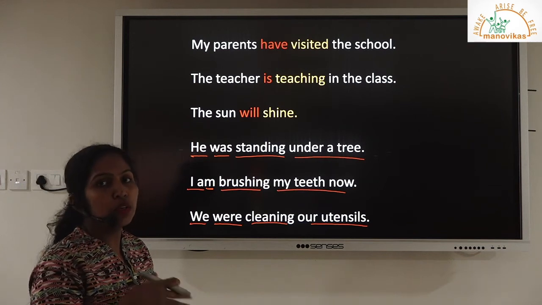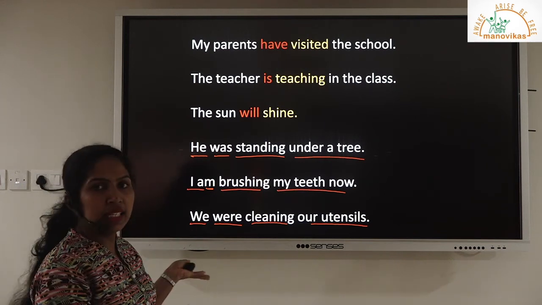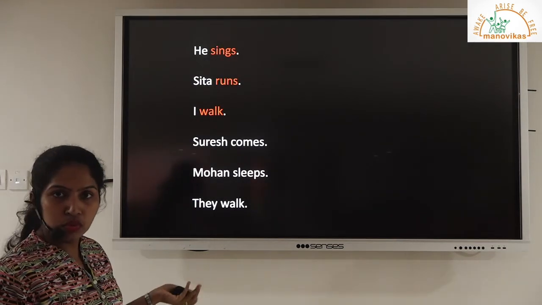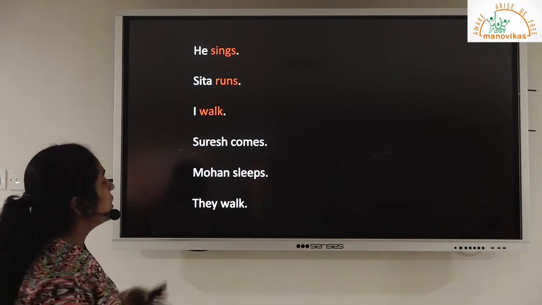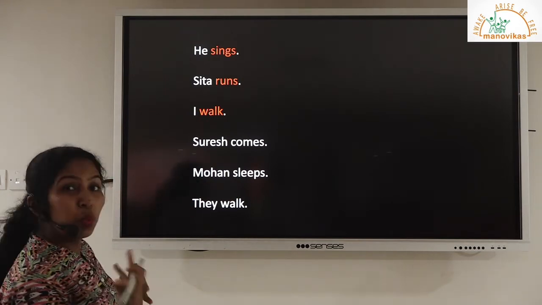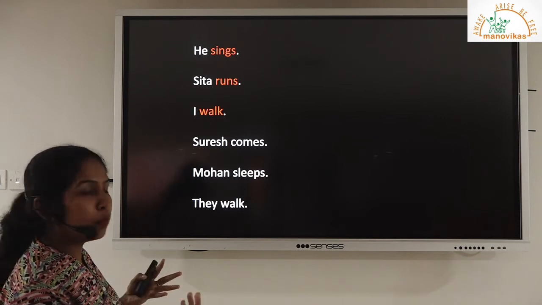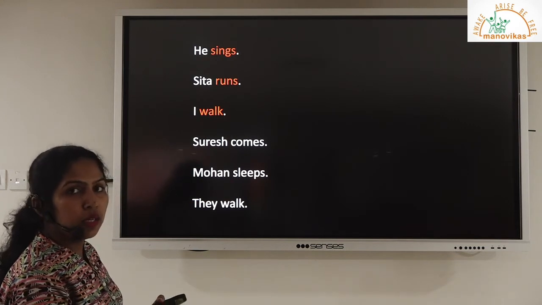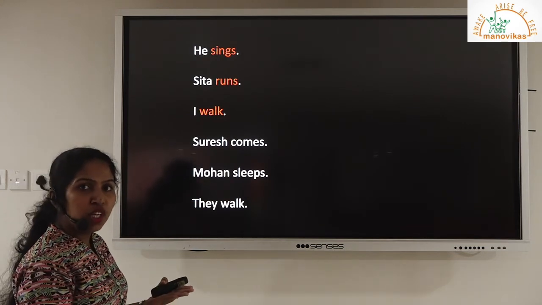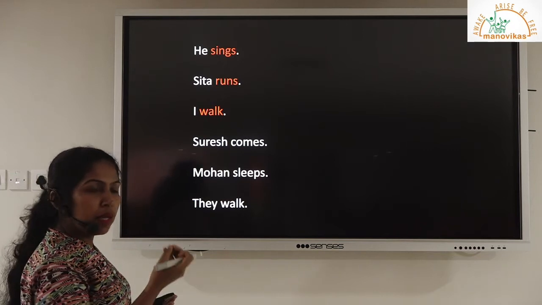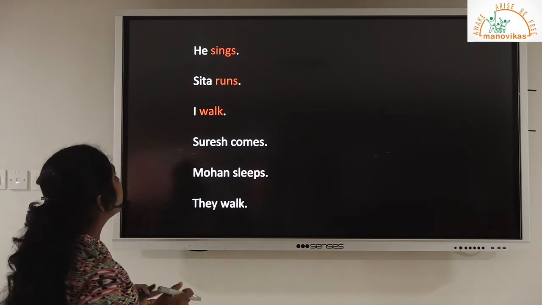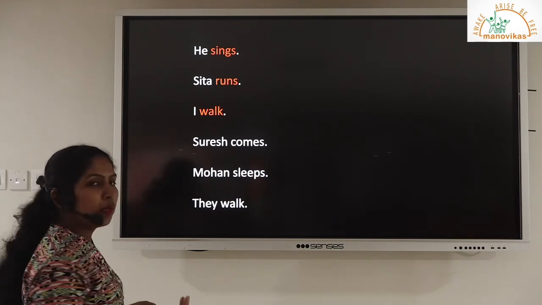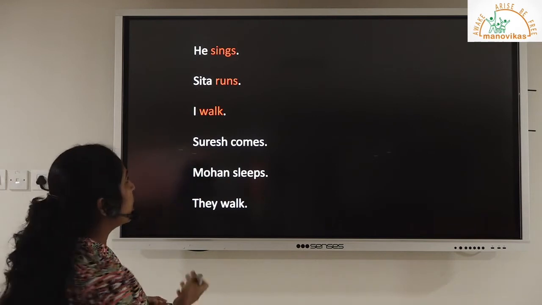When it comes to non-finite verb, you may not have this kind of sentences. Rather, you will have something like this. He sings. Who? He. We have the subject. What does he do? He sings. What he sings, we do not know. So we do not have an object. We don't need an object when it comes to non-finite verb. Without the help of the object, the verb can make sense. He sings, Sita runs, I walk, Suresh comes, Mohan sleeps, they walk. So it makes sense. You do not need an object there.